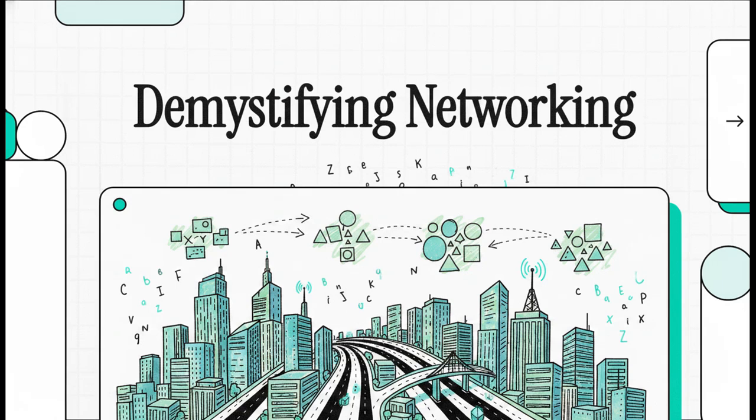Welcome to this explainer. You know, if you've ever looked at network engineering and felt like you were just staring into a giant bowl of technical alphabet soup, you're absolutely not alone. Today, we're going to map out all these complex, abstract concepts by comparing them to something we all intuitively understand, a bustling modern city. Think of it as our digital metropolis.